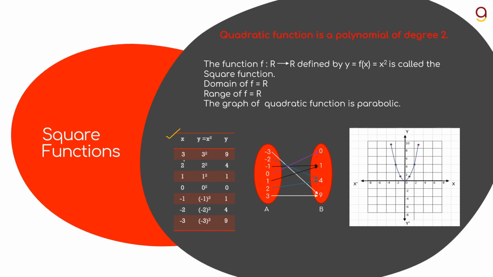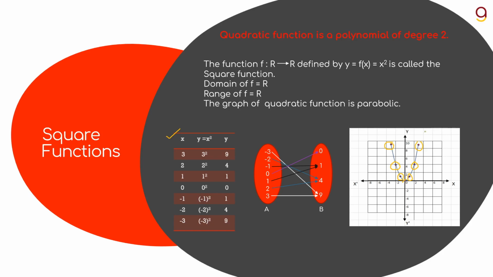For x is equal to 3, y is equal to 9. For x is equal to 2, y is equal to 4. For x is equal to 1, y is equal to 1. For x is equal to 0, y is equal to 0. For x is equal to minus 1, y is equal to 1. For x is equal to minus 2, y is equal to 4. For x is equal to minus 3, y is equal to 9.